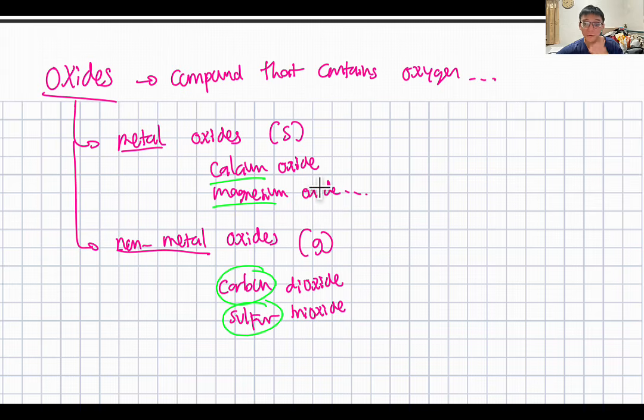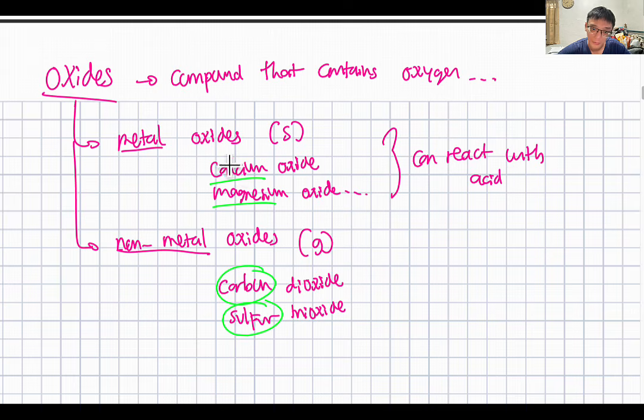If you submerge them or react them, calcium oxide oftentimes can react with acid. So this thing can react with acid. It means that they are a bit basic, so their characteristic is a bit basic, because in water they will actually release hydroxide ions. So metal oxides can react with acid, while for non-metal oxide usually they can react with base. Okay, this is just for your information.